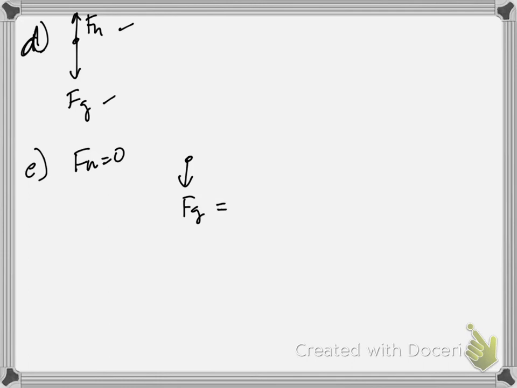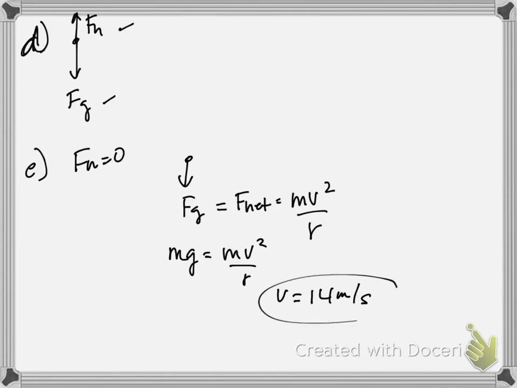So that is equal to the net force, which is equal to then mv squared over r, because at the top of the hill, we are working in a circle. So we have mg equal to mv squared over r. A little bit of algebra there gives us a velocity of 14 meters per second. That's the minimum speed that it can have to lose contact with the road. So 1 point for realizing that the net force is a centripetal force, 1 point for realizing that the normal force is equal to 0, and then 1 point for the correct answer with units. 3 points for part E.